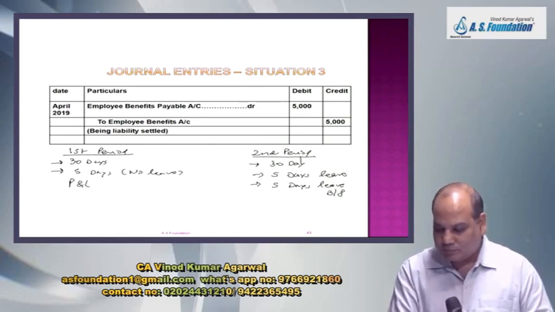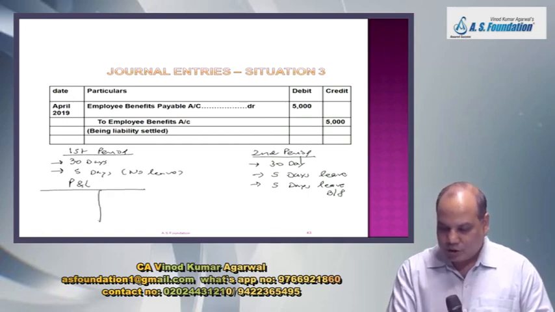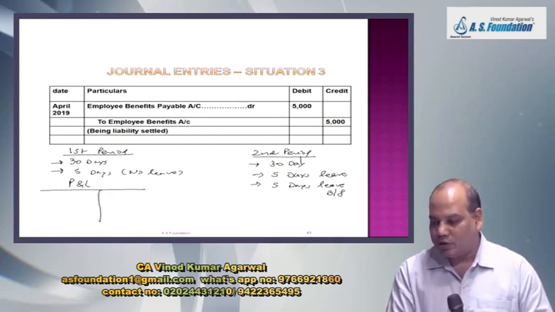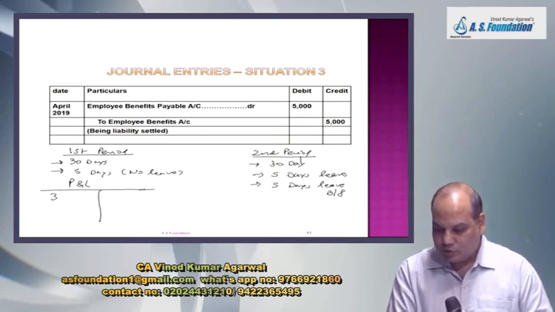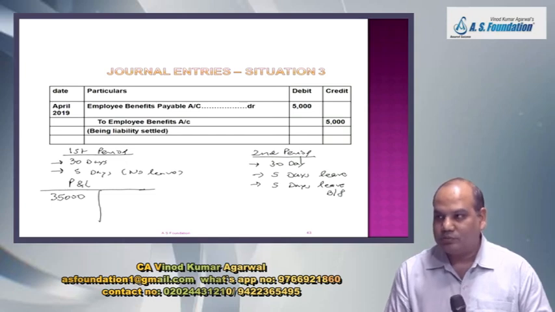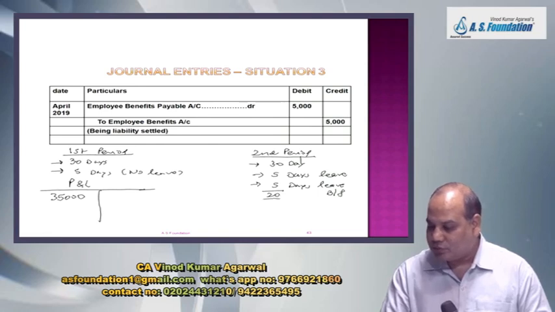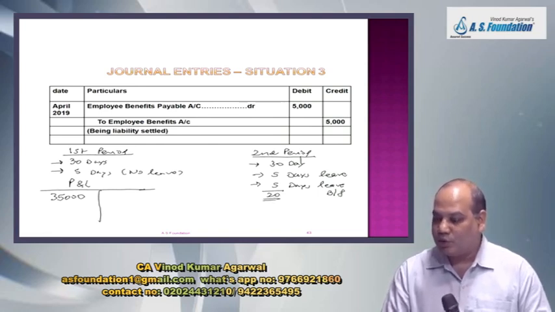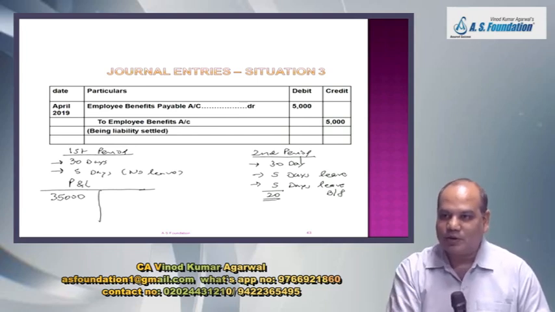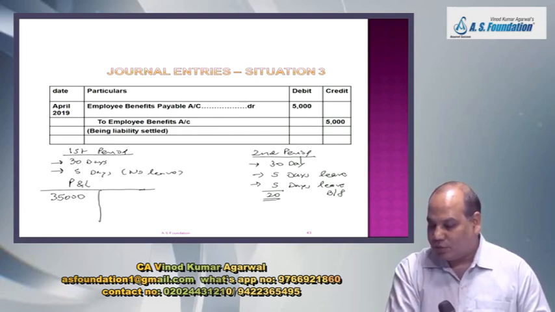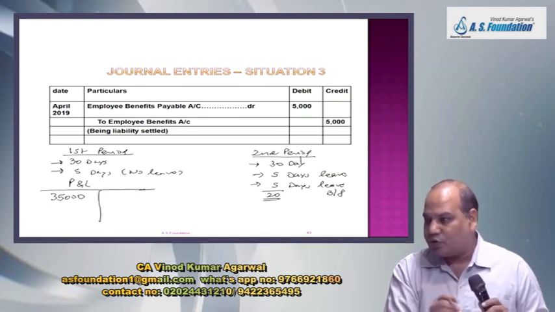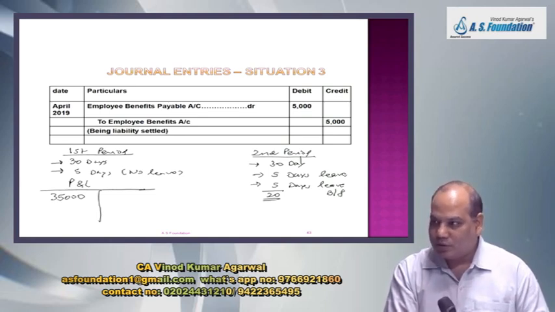In this period, first period, how much amount will be charged to profit and loss account? We will charge 35,000 to P&L account. We will charge more because he has rendered services for more period. Now in this month, he has rendered services for 20 days only. He took 5 days of leave which is allowed for that month, and he took 5 days of leave which was brought forward. Is it right?